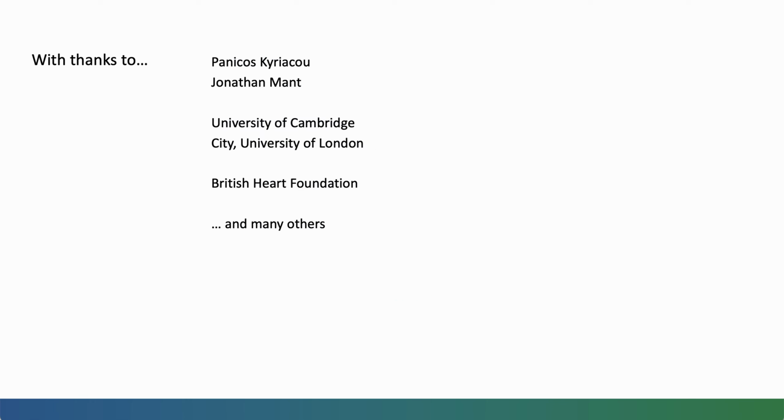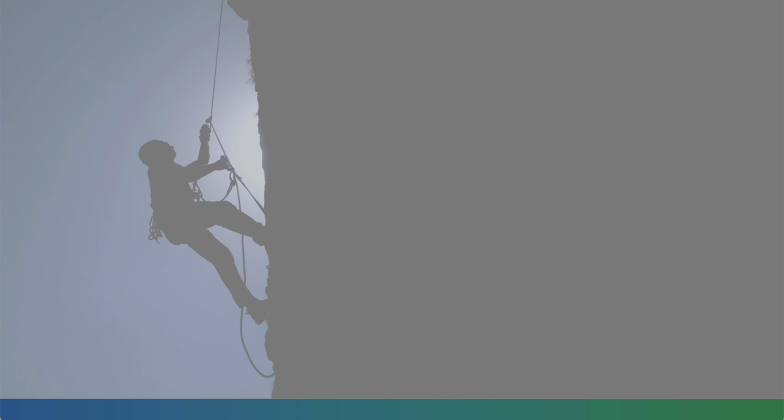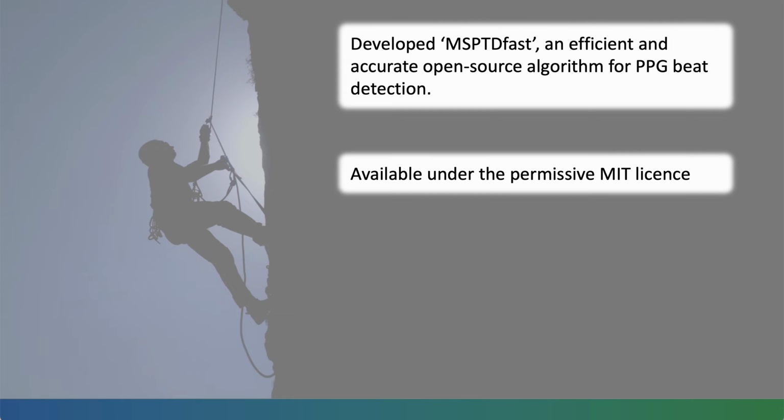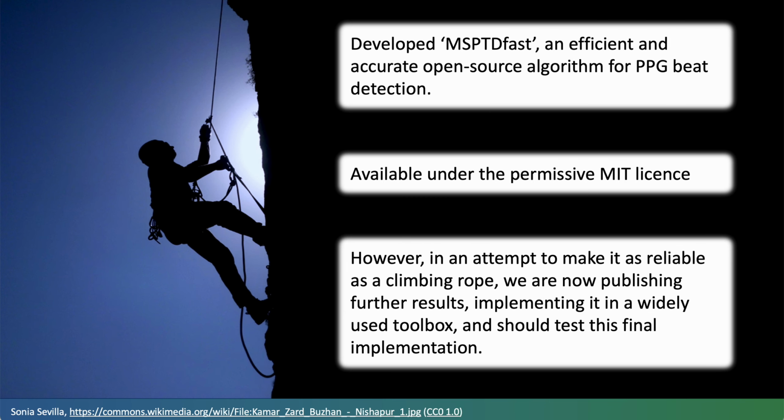So I'd like to thank my colleagues and funders and conclude by saying we've developed MSPTDfast, an efficient and accurate open source algorithm for PPG beat detection. It's available under the permissive MIT license. However, in an attempt to make it as reliable as a climbing rope, we're now publishing further results, implementing it in a widely used toolbox, and we should test this final implementation to ensure it's robust. Thanks very much.